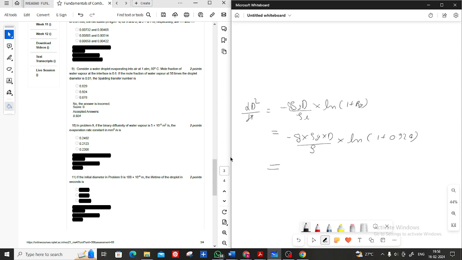We know the density of liquid, rho L. Just calculate rho G. Use the PV equal to nRT equation, and from there you will get rho.